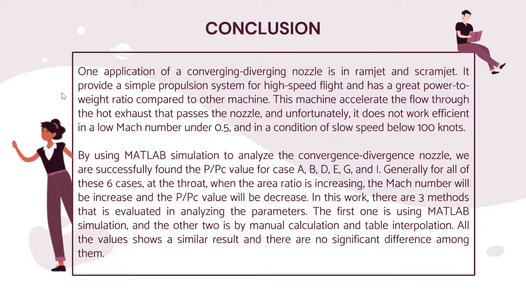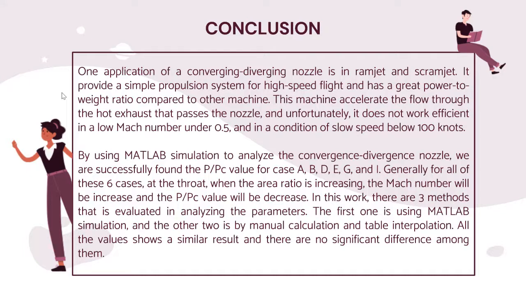Okay, this is the last section in today's presentation, which is the conclusion. From the three sections that have been explained, we come to the conclusion that an application of the converging-diverging nozzle is in ramjet and scramjet. It provides a simple propulsion system for high-speed flight and has a great power to weight ratio compared to other machines. Unfortunately, this machine does not work efficiently at a low Mach number under 0.5 and in conditions of slow speed below 100 knots.